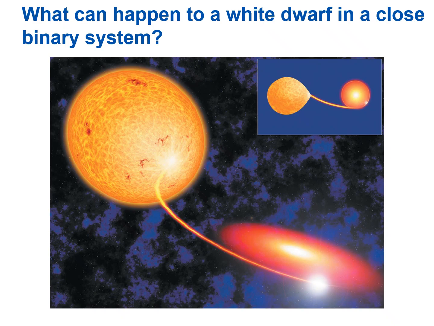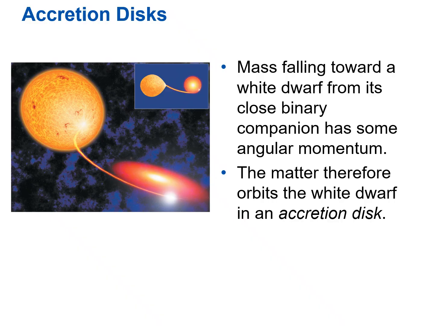The star on the left has grown to be a giant, and its outer layers are actually more gravitationally attracted to the white dwarf than they are to their own star. And so you get this mass transfer as the hydrogen, mostly hydrogen, falls onto the white dwarf. And that disk that you see in the painting is what's called an accretion disk.